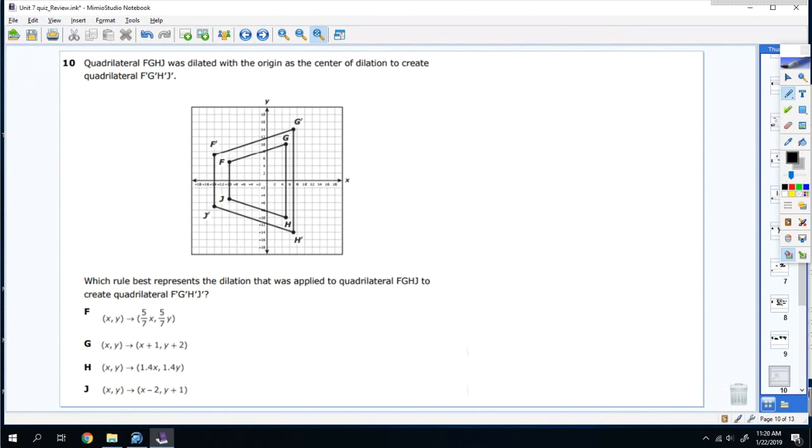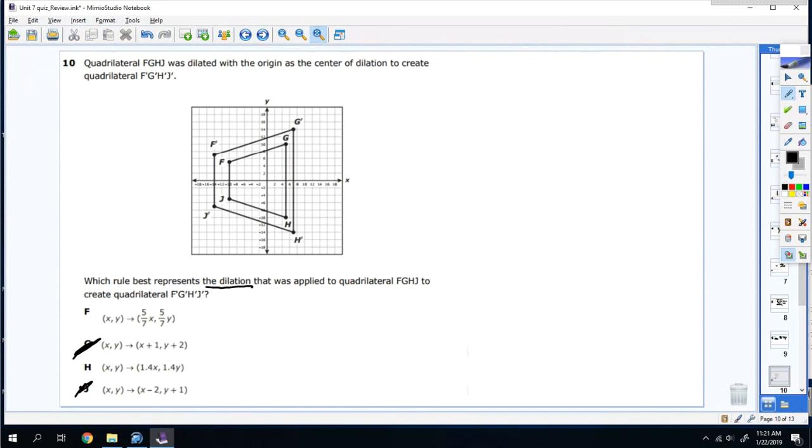Quadrilateral FGHJ was dilated with the origin at the center of dilation to create quadrilateral F prime, G prime, H prime, J prime. Which rule best represents the dilation that was applied to quadrilateral FGHJ to create quadrilateral F prime, G prime, H prime, J prime? So first things first, G and J are wrong because they're being added or subtracted. So it means it's a translation. We're not doing a translation, we're doing a dilation.